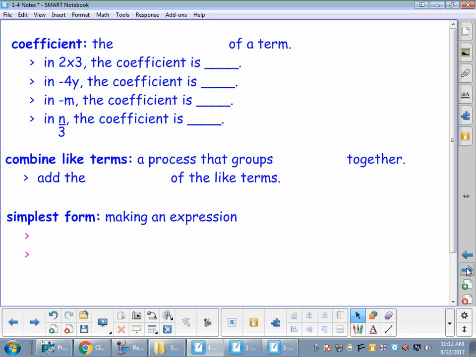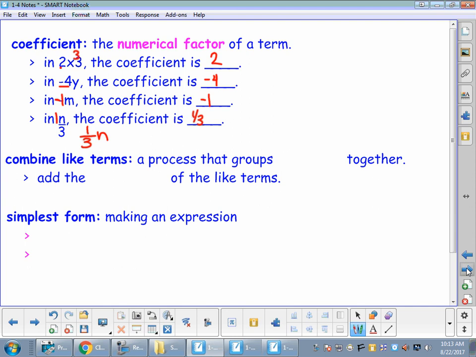The coefficient is the numerical factor of a term. And actually, I see a mistake on my notes. That should be an exponent. I don't know why that didn't go up as an exponent. So in 2x cubed, the coefficient is 2. It's the numerical factor. In negative 4y, the coefficient is negative 4. In negative m, the coefficient is the number in front of that negative, which is negative 1. And when you have n divided by 3, if you remember from a couple lessons ago, that's really 1/3 times n. So the coefficient would be 1/3.